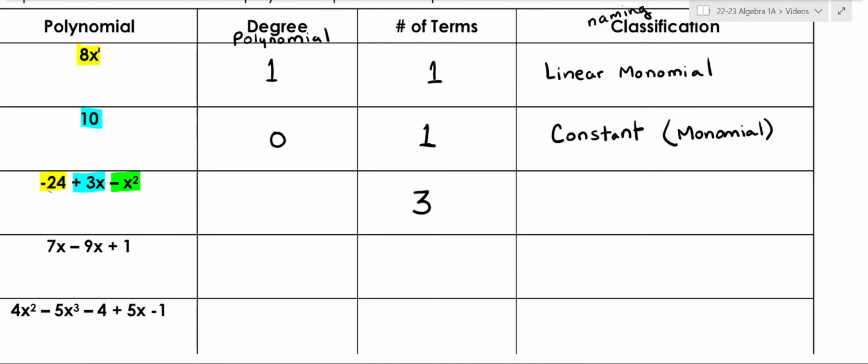So here we go. Negative 24 is a constant, so it's going to be degree 0. 3x has a single variable x whose exponent is 1, so this is degree 1. Negative x squared has a single variable x whose exponent is 2, so this is degree 2. And so who's the highest degree? 2, so 2 wins. All right, so what do we call you when you're degree 2 and you have 3 terms? Look at the table. You're quadratic trinomial.